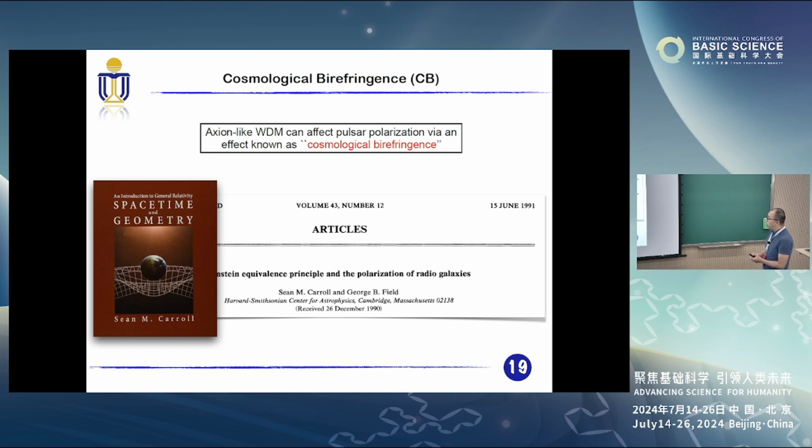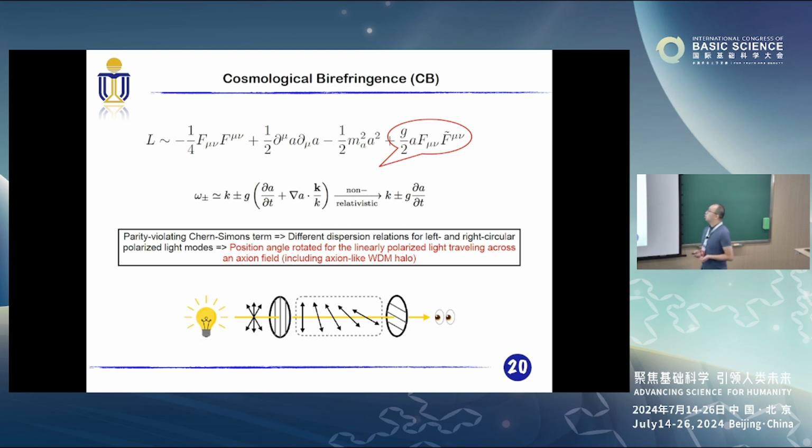One interesting fact in relation to this is that axion-like wave dark matter can affect the pulsar polarization via an effect known as cosmological birefringence. And this idea was first pointed out by Sikivie and George Field about 30 years ago. And this Sikivie is exactly the one who has written the famous textbook on general relativity. And what is cosmological birefringence?